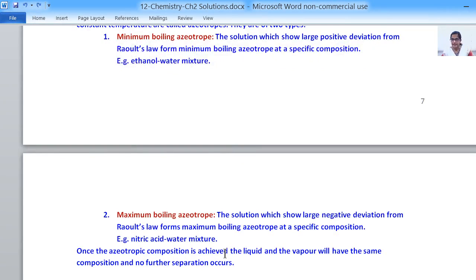Then one more peculiarity is there for azeotropes. Once a solution attains this azeotropic composition, the liquid and the vapor phase will have the same composition and no further separation occurs. That is, we cannot separate the components. So that is the peculiarity of this azeotropic composition.